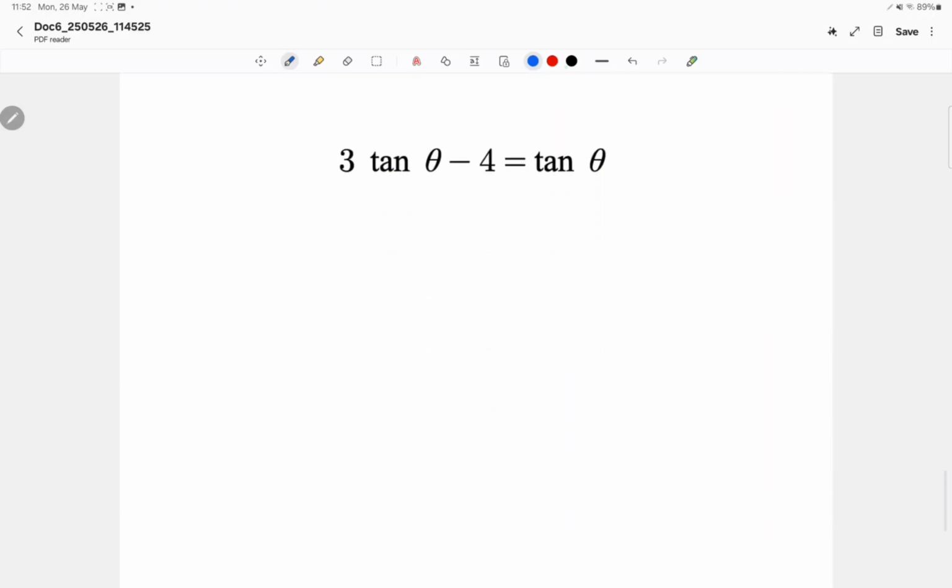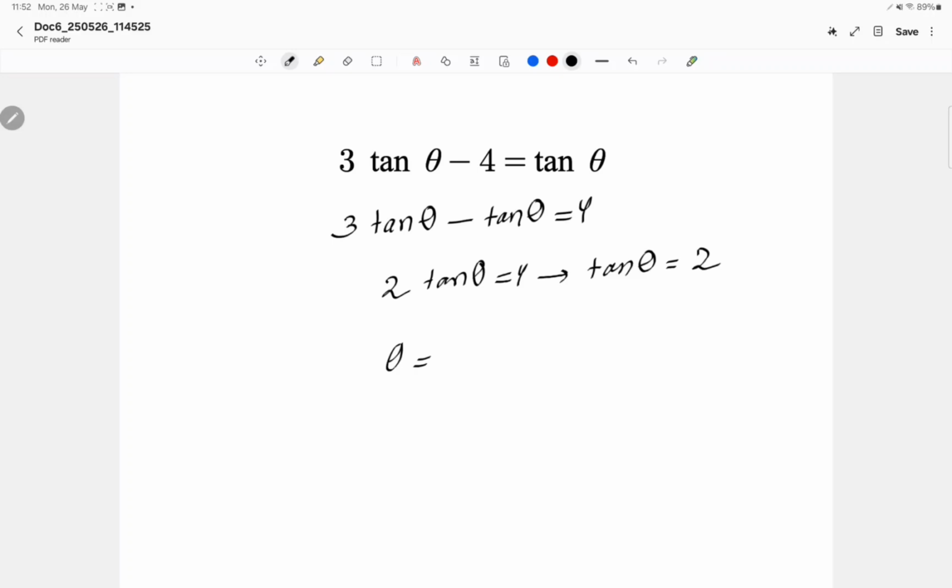Okay, next up here we have, let's combine the tangent terms. So we're going to have 3 tan theta minus tan theta is equal to 4. So 2 tan theta is equal to 4. So tan theta is equal to a 2. Let's do the inverse tangent in the calculator and see how much we get. So I got myself the theta of 63.4 degrees.